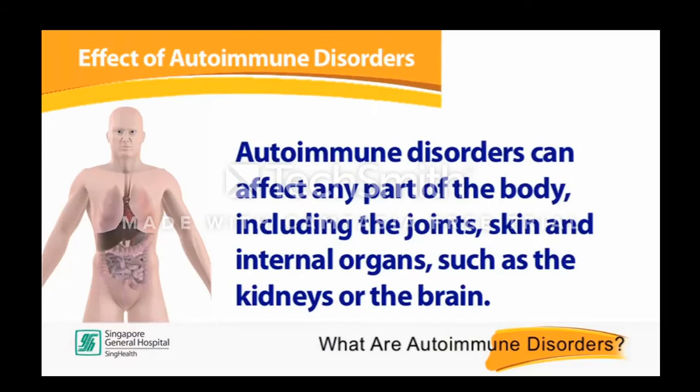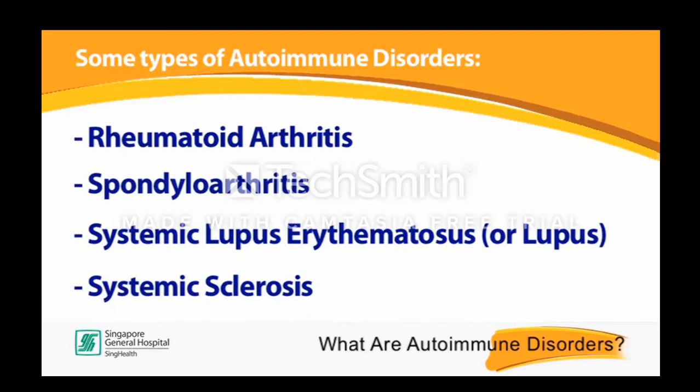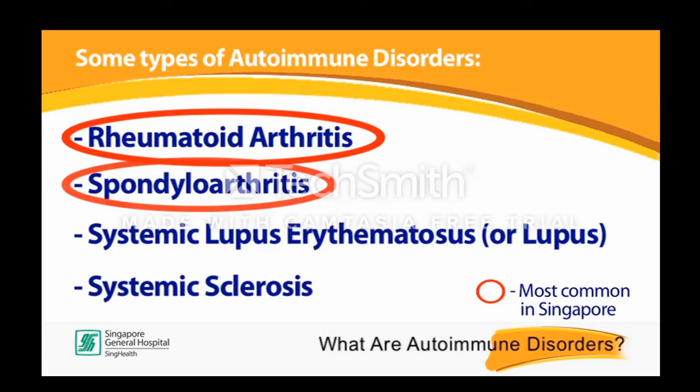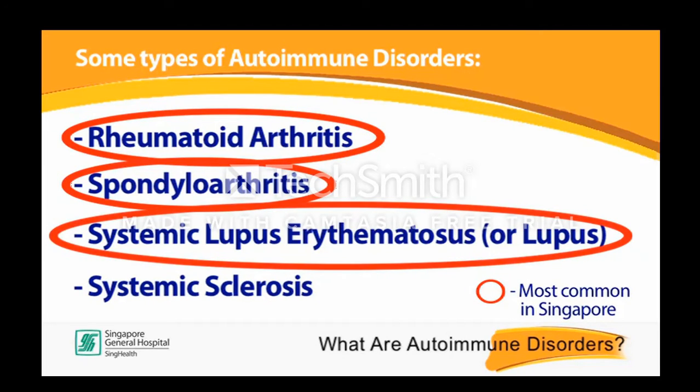Autoimmune disorders can affect any part of the body, including the joints, skin, and internal organs such as the kidneys or the brain. There are over 80 types of autoimmune disorders, which include rheumatoid arthritis, spondyloarthritis, systemic lupus erythematosus or lupus, and systemic sclerosis. Rheumatoid arthritis, spondyloarthritis, and lupus are among the most common autoimmune disorders in Singapore.